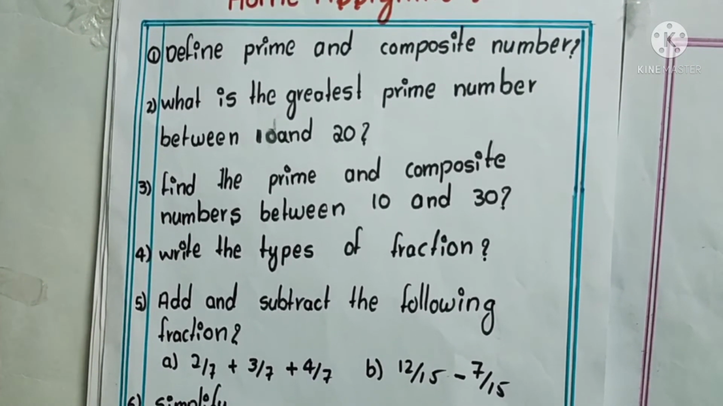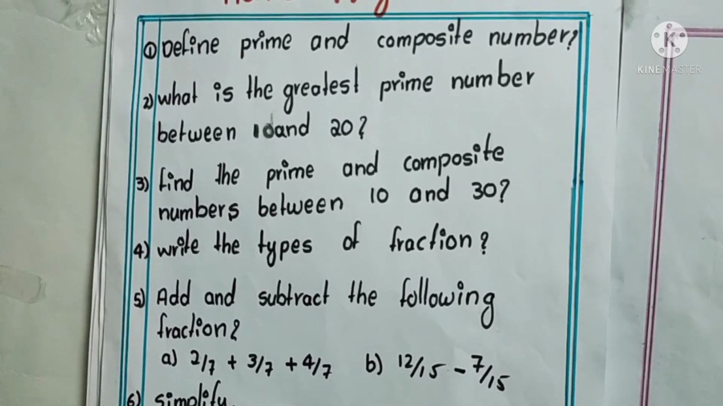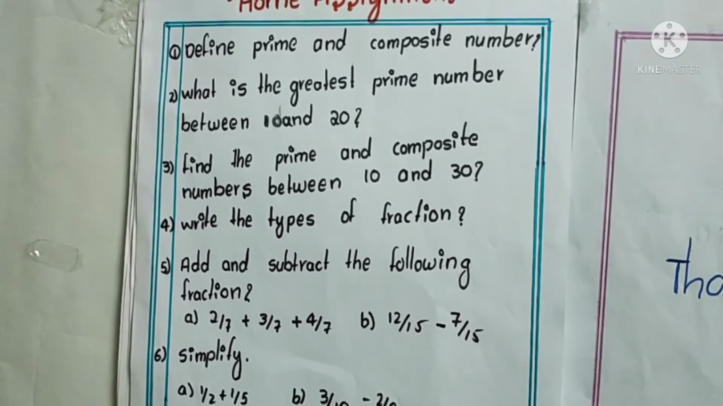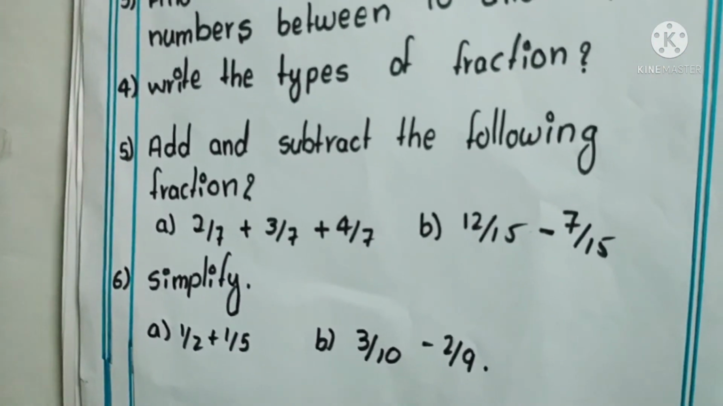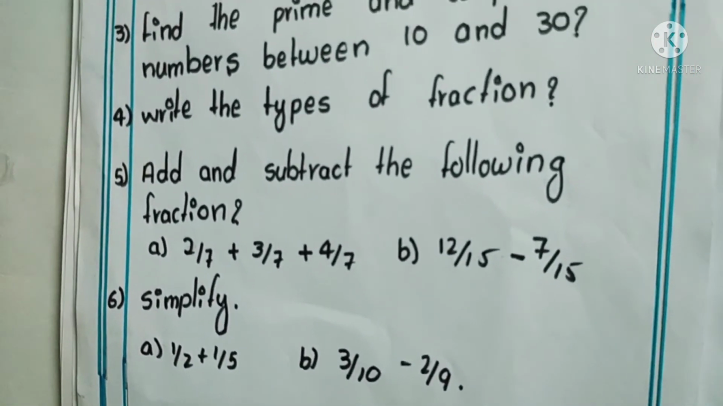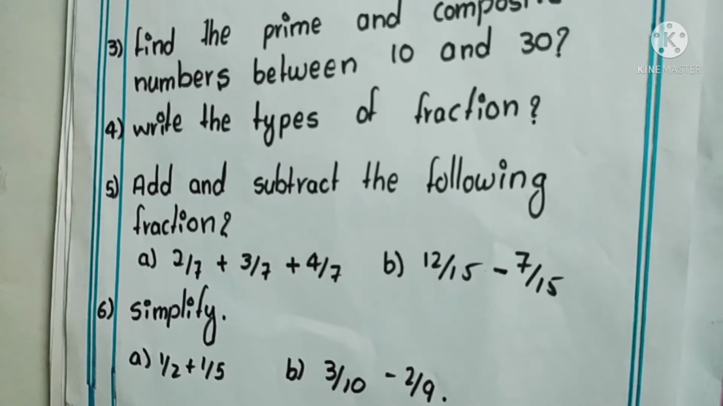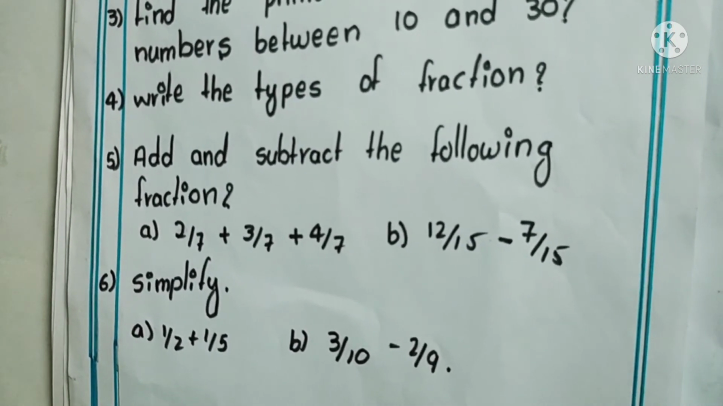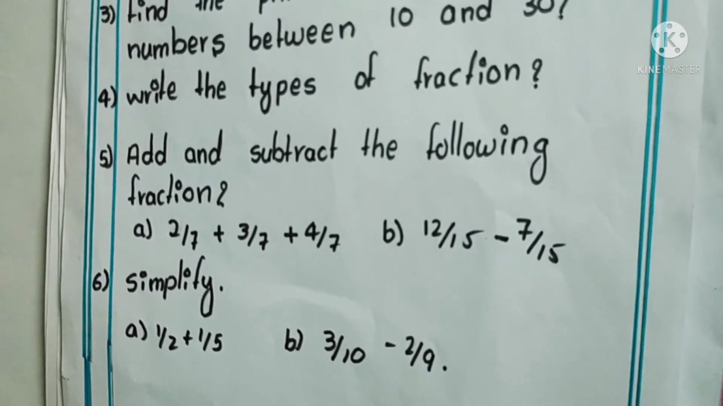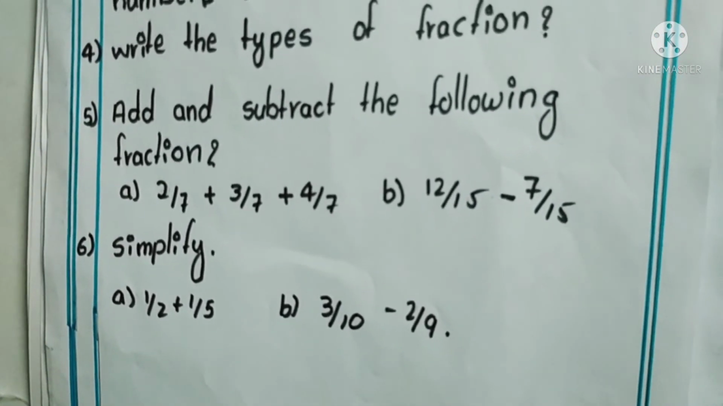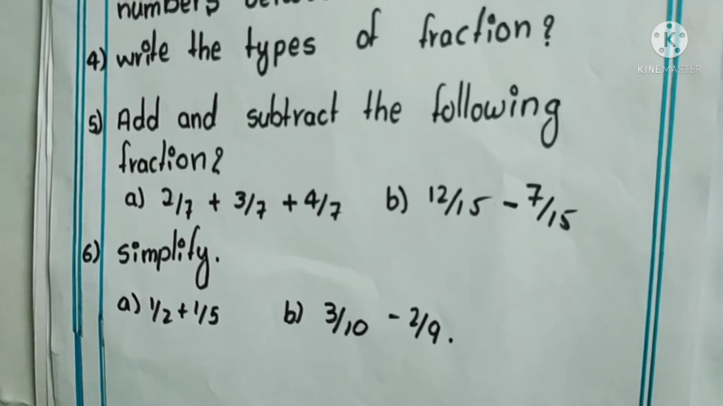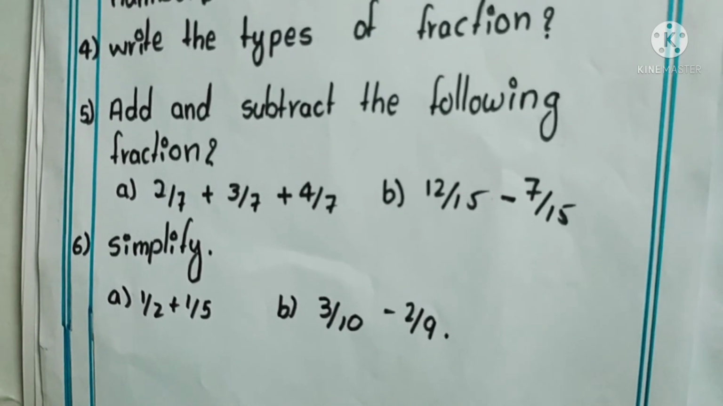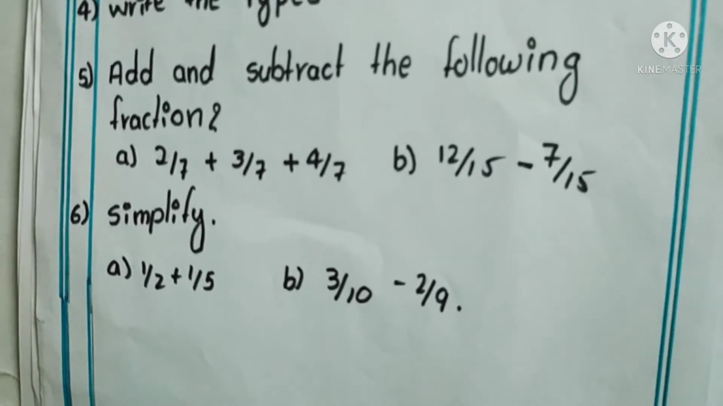2 by 7 plus 3 by 7 plus 4 by 7. Second one, 12 by 15 minus 7 by 15. Sixth one, simplify 1 by 2 plus 1 by 5. Second one, 3 by 10 minus 2 by 9.